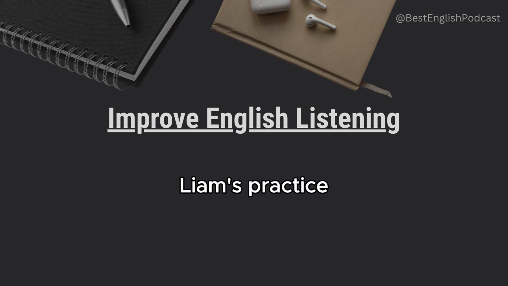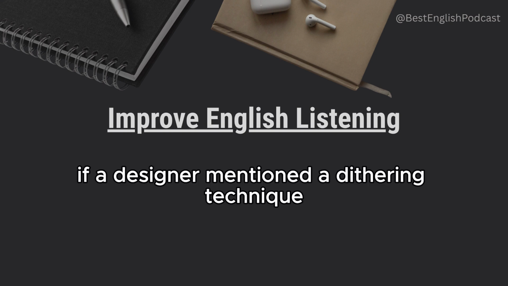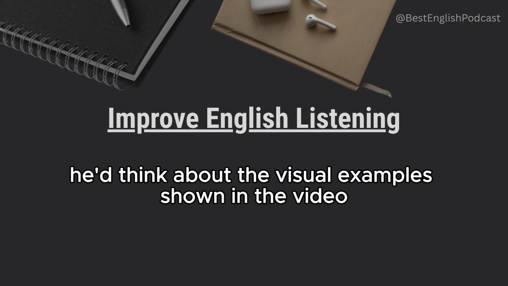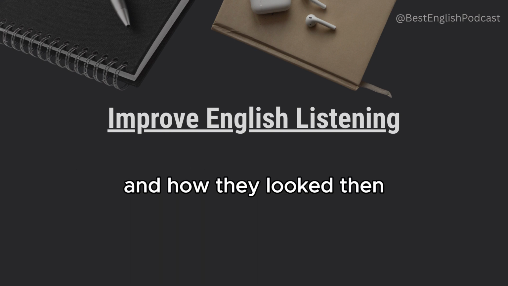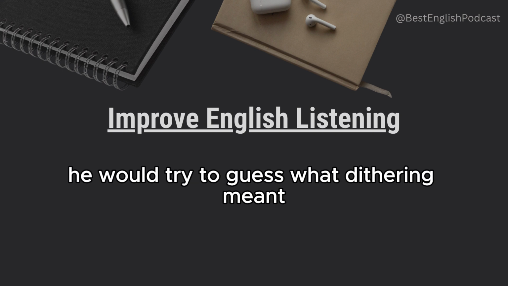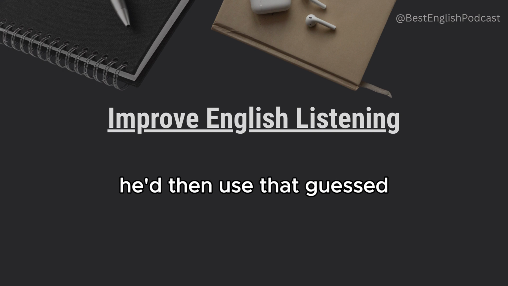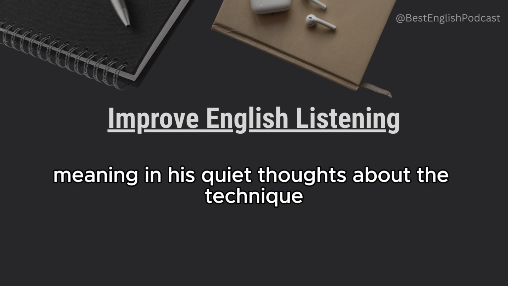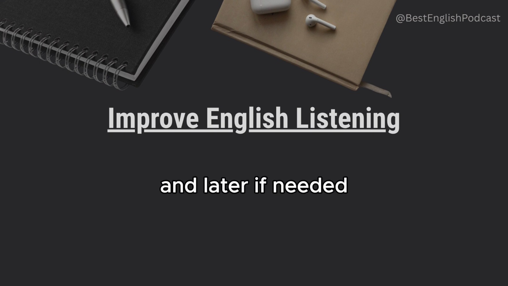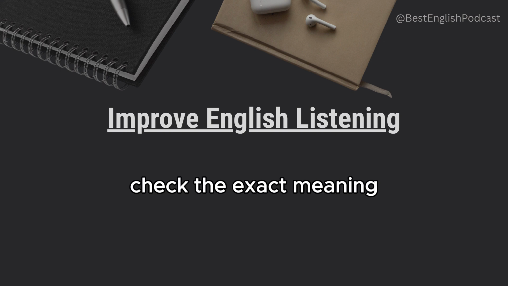Liam's practice: if a designer mentioned a dithering technique for pictures, he'd think about the visual examples shown in the video and how they looked. Then he would try to guess what dithering meant in that specific picture situation. He'd then use that guessed meaning in his quiet thoughts about the technique, and later, if needed, check the exact meaning.